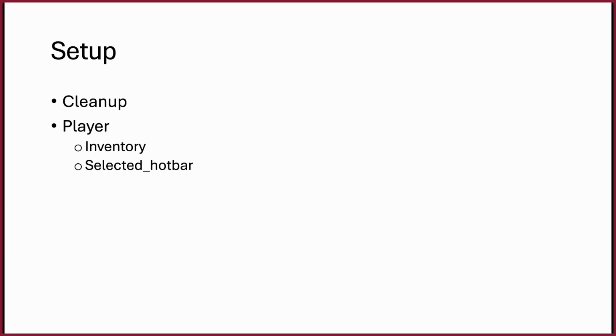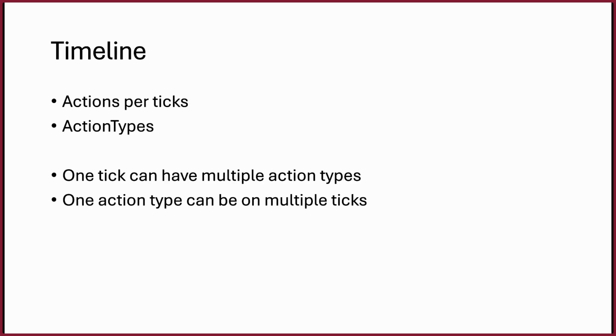So coming to the setup, currently the setup has two things. It has the cleanup area, like I said, from Flint CLI, where you need to say which region it is, and then we have a player, which covers the inventory and the selected hotbar slot. More about the player comes later when we need to write it in the test. Then we have the timeline. The timeline, like I said, has actions per tick and the action types. Currently one tick can have multiple action types, and one action type can be on multiple ticks.